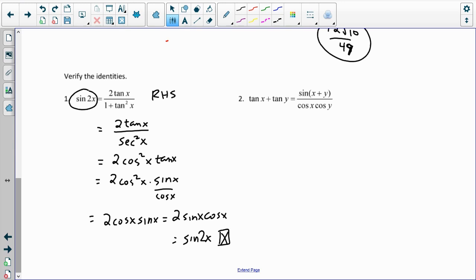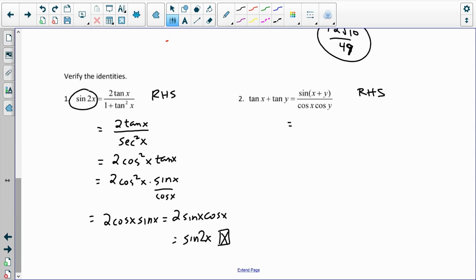So I can now use sum and difference and double angle identities in order to verify identities. So now let's take a look at number 2. Number 2, I'm going to use the right-hand side because I think tangent x plus tangent y looks a little bit complicated to deal with. And the right-hand side is more complicated. I just didn't know how I was going to take the left side and turn it into the right side.